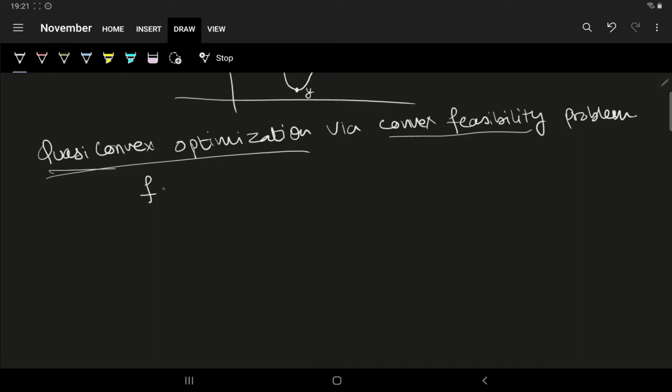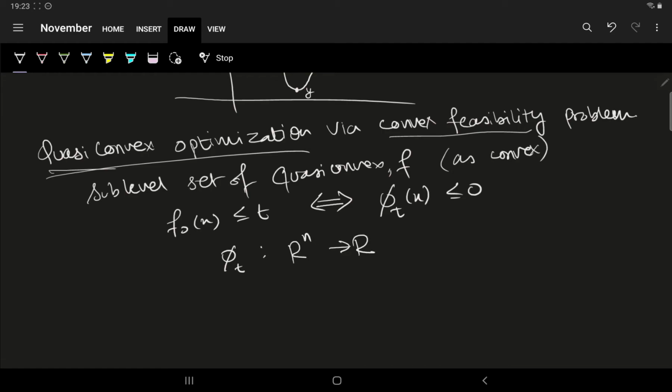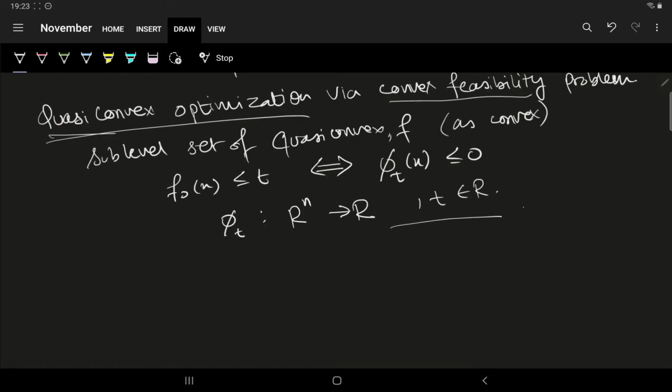Okay, so here the sublevel sets of the quasi-convex function f naught, we choose this as convex, such that the t-sublevel set, where f naught of x is less than or equal to t, is described by phi t of x less than or equal to 0, where phi t is a function from Rn to R and t belongs to R. It is a family of convex functions.